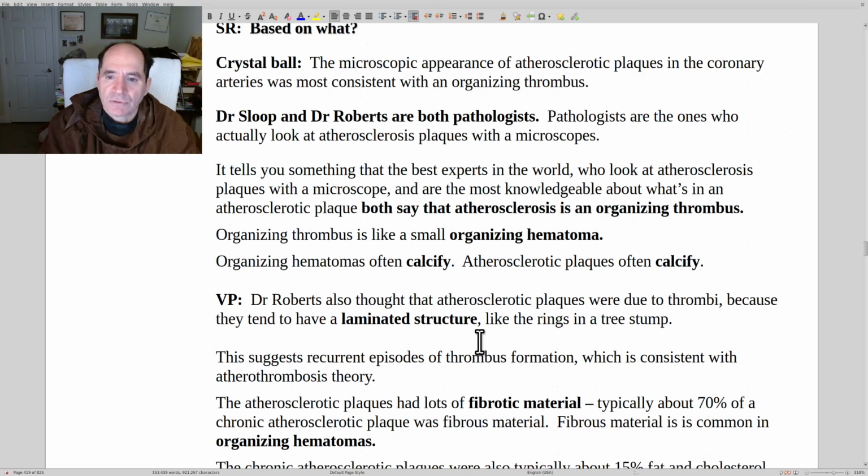Both say that atherosclerosis is an organizing thrombus, both Sloop and Dr. Roberts. And you can also see, and they've shown pictures in their articles, I've seen pictures in other articles, that you'll get these laminated layers of reforming thrombus, dissolution, reforming thrombus, and it'll almost look like a tree stump when you cut a tree stump. You know, the rings of the tree, one for each year, so to speak. You'll get these laminations from clotting, lysis, clotting, lysis, clotting, lysis. You'll also get recanalization. New pathways will find their way through the atherosclerotic plaque.